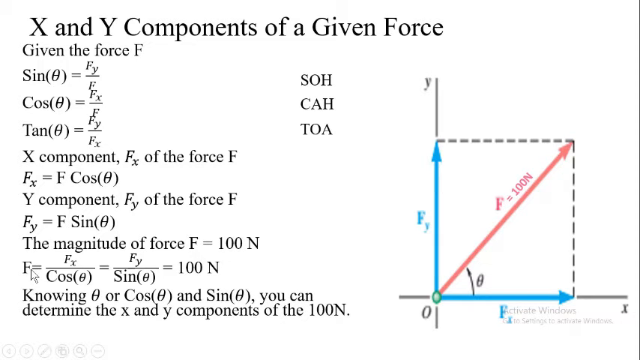So when you want to find that in a formula, from here F equals Fx over cos theta, and also from here F equals Fy over sine theta. And so when you do that carefully, you realize that the magnitude of your F force will be 100 Newton.